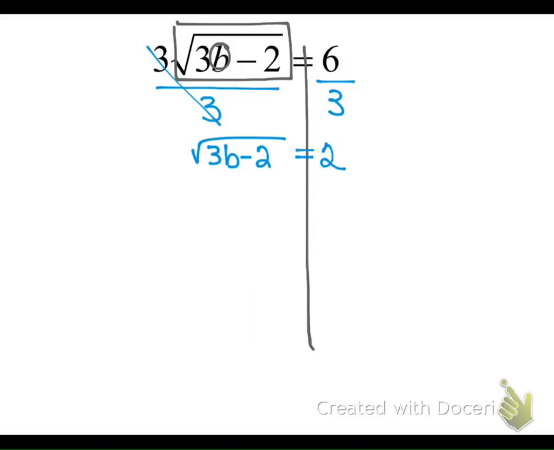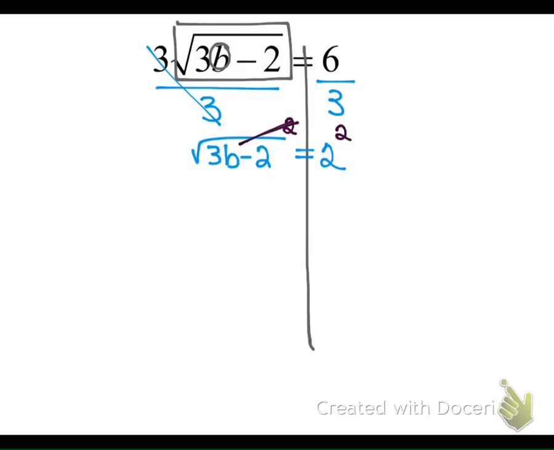So basically, to get rid of the 3, I divided each side by 3, rewrote my left side, and then simplified 6 divided by 3. Now, is my square root by itself? Yes. If my square root is by itself, I now need to get rid of the square root sign. Square it. If I square one side, I square the other. So square and square root cancel.